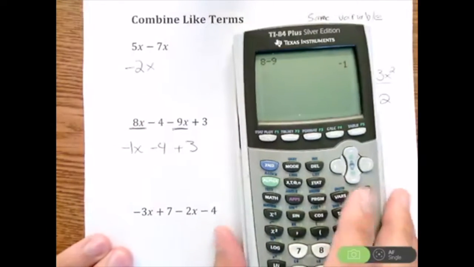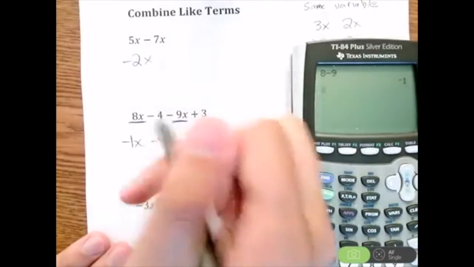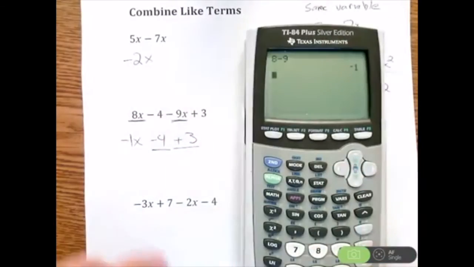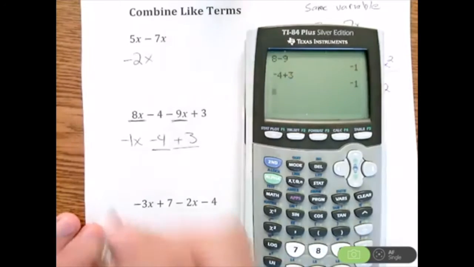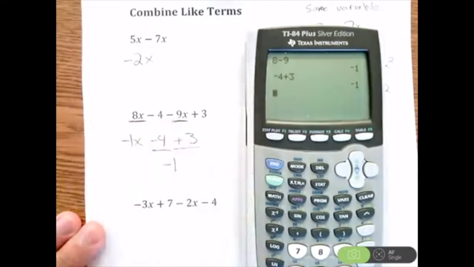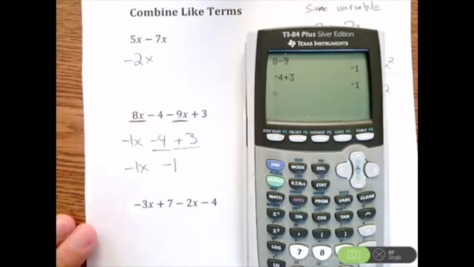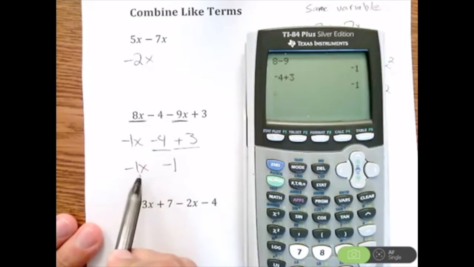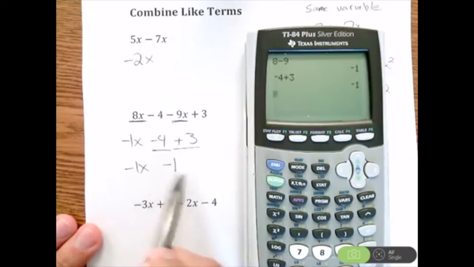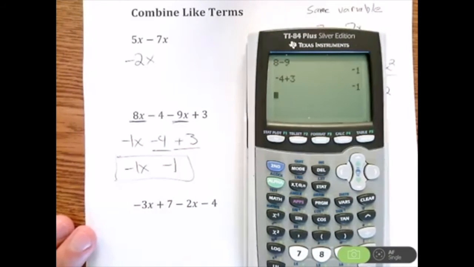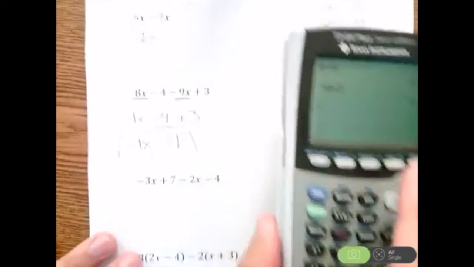Now let's continue. Is there anything else I can combine there? Well, sure. I have a -4 plus 3. So slow and steady, we're going to do -4 plus 3, and that's -1. So those combine down to -1. I still have that -1x I didn't touch there. And then I look at these final two terms. This has an x, that doesn't, so they cannot be combined. So that's as far as we can get. Another quick example of that.